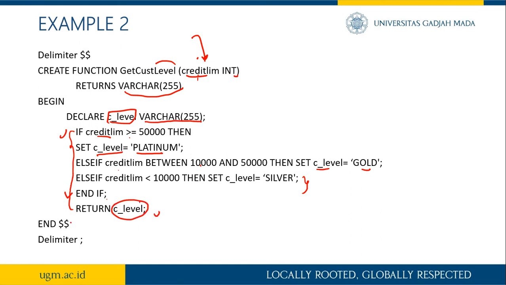Okay, and then end the function. Don't forget to change the delimiter again. So in this case, I'm going to get the customer level with the parameter credit limit, and I will check the credit limit. If the credit limit is greater than some value, then the return value will be platinum or gold or silver. I also use a local variable here, namely C level. I declare C level with the varchar data type, and the size is like this one. Now let's practice.